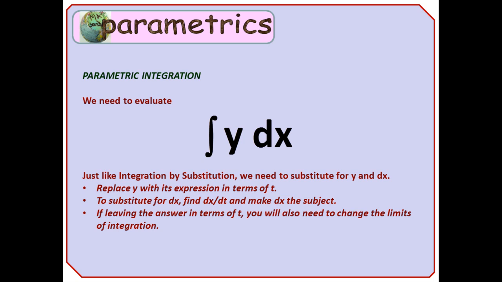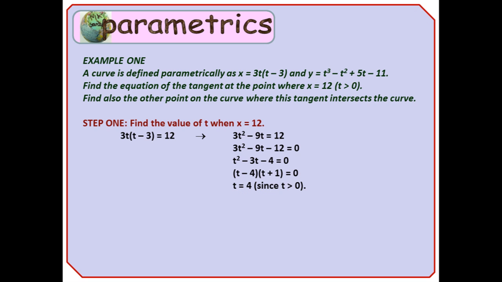Just like integration by substitution, we need to substitute for y and dx, so we replace the y with its expression in terms of t, and in order to substitute for dx, we find dx by dt and make dx the subject. Note that if we are leaving the answer in terms of t, we also need to change the limits of integration. Two handcrafted examples for us today.